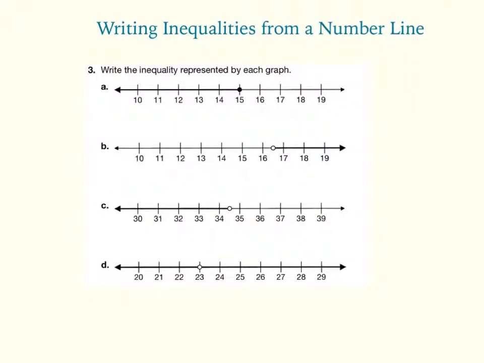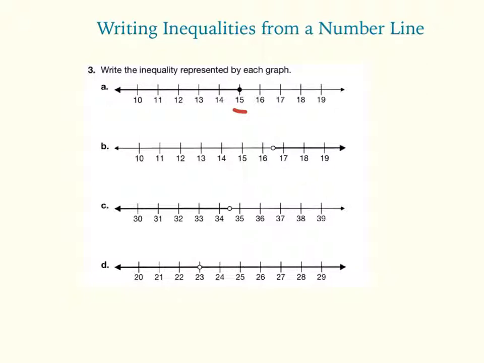We are almost done. This is the last thing we were going to talk about, and then I have a practice slide on the next slide for you to work on your own. So now we are going to write an inequality from a graph. The first thing we have to look at is where is our point? Our point is on the 15, and we have to look, is it a closed circle or is it an open circle? This one's a closed circle, so that means it's equal to.